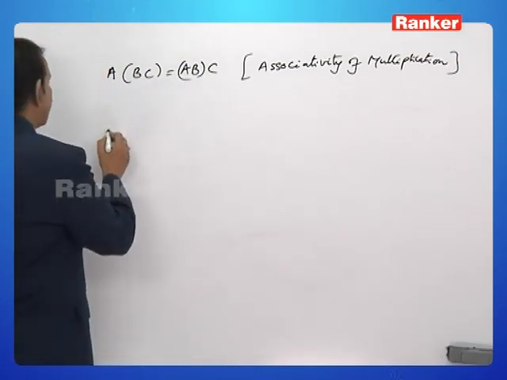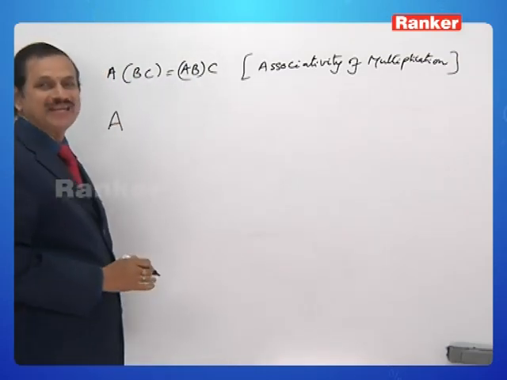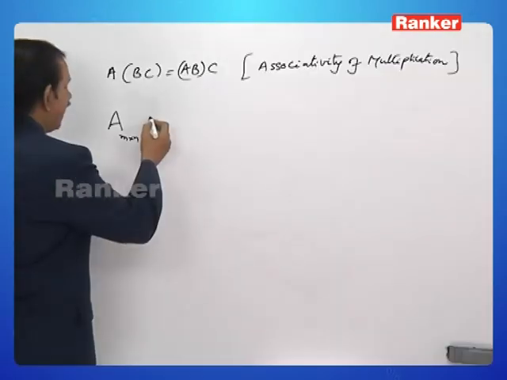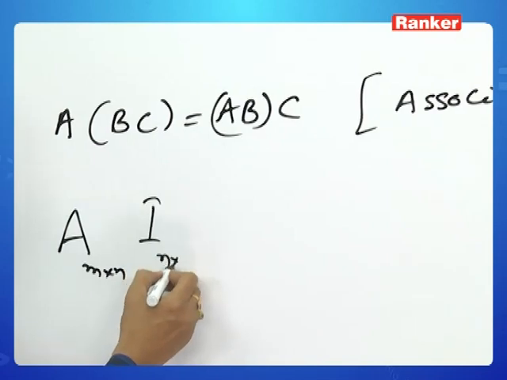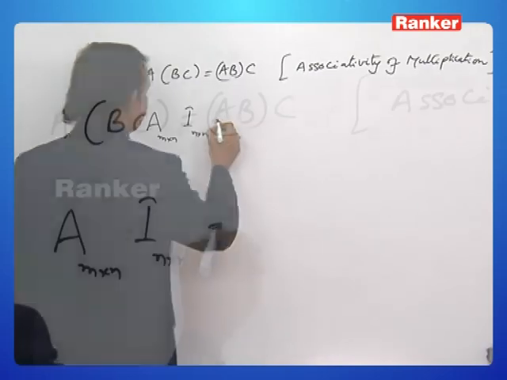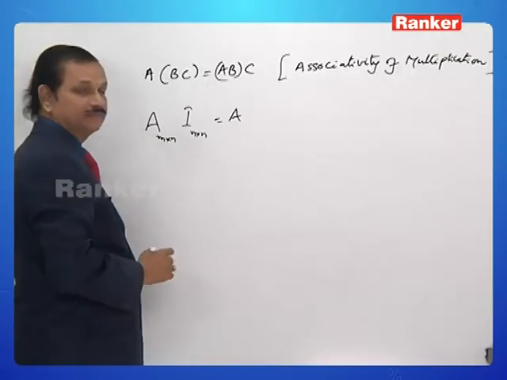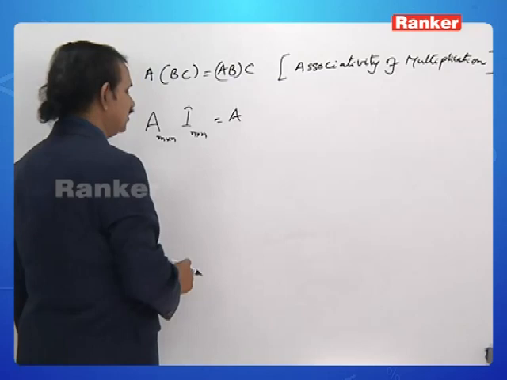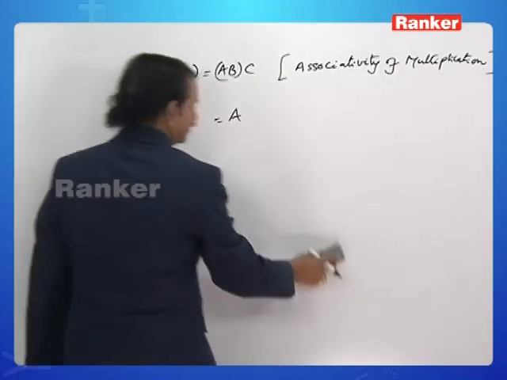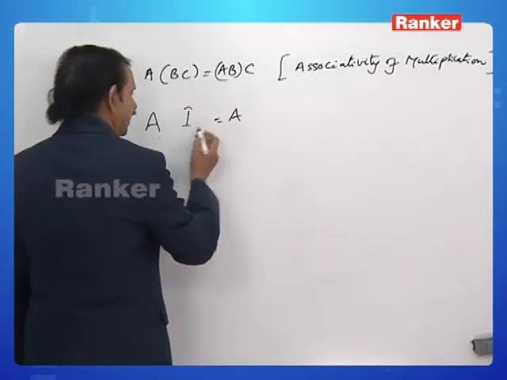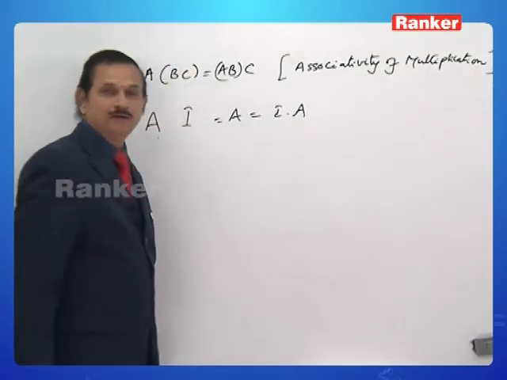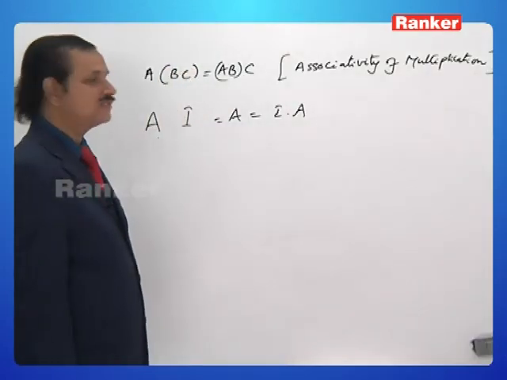Well, suppose A is a matrix of the type m by n, and I is a matrix of the type n by n. Then what is A into I? This is nothing but A. Isn't it? Suppose A is a square matrix, then n by n, n by n. A into I is equal to A is equal to I into A. Yes, of course.